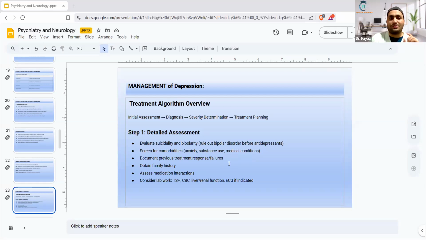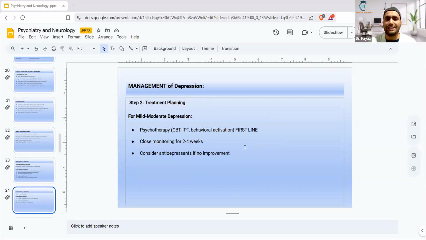It is important to also obtain their family history, see if they have any medications that they're taking on a regular basis, which can either cause depression or interact with the medications we are starting. And remember to do lab work. TSH, thyroid stimulating hormone, CBC, liver and renal function, this should be the minimum to do. ECG, if you are considering using medications like citalopram, which can cause QT prolongation, in those cases, you can consider doing an EKG or an ECG before starting the medication.